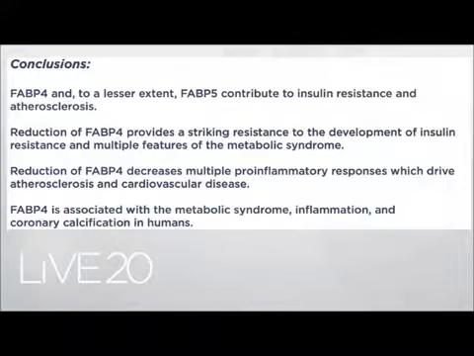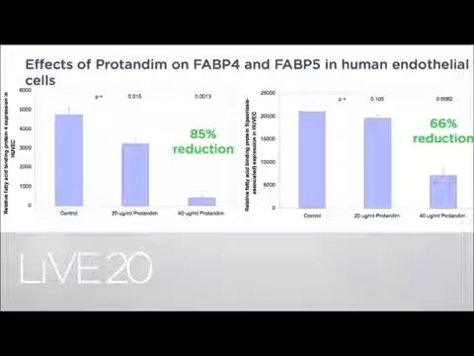What does Protandim do to it? On the left, you see the effect of Protandim on human cells in culture. The left bar is the control without Protandim. At 2 concentrations of Protandim increasing, you see an 85% reduction of this FABP4 gene product. The related one, FABP5, showed a 66% reduction in response to Protandim. The higher this gene is, the more likely you are to get metabolic syndrome, calcified arteries, and the related bad things that happen.